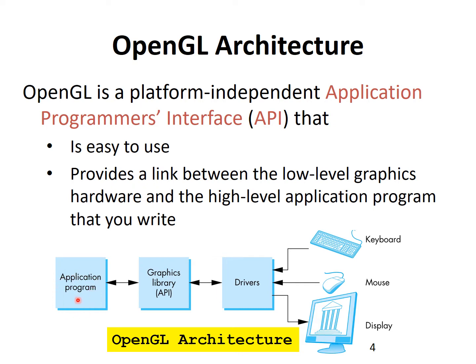This is where the application program sits, and here is the graphics API, the OpenGL. Here are the drivers of your hardware. It basically communicates between your program and the drivers to produce the required renderings.